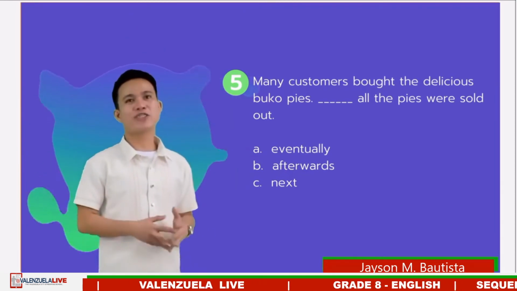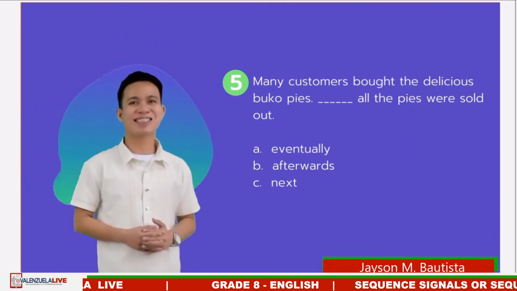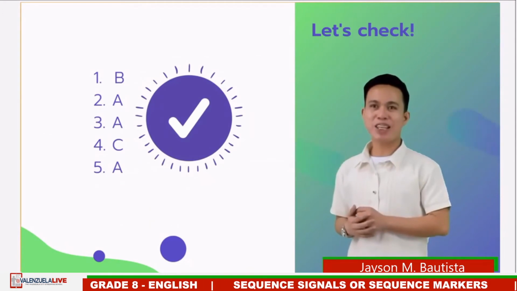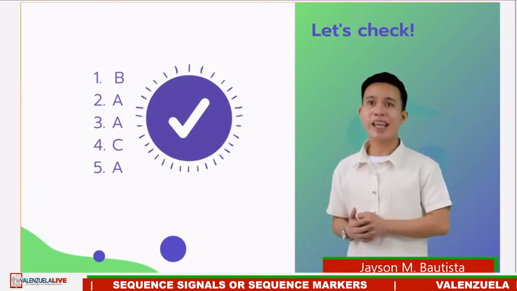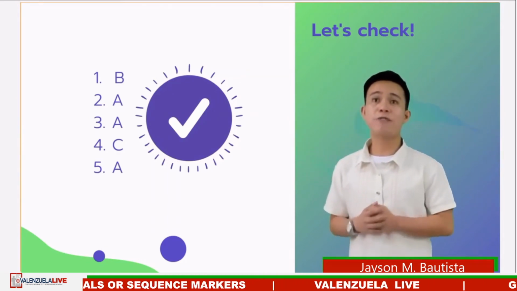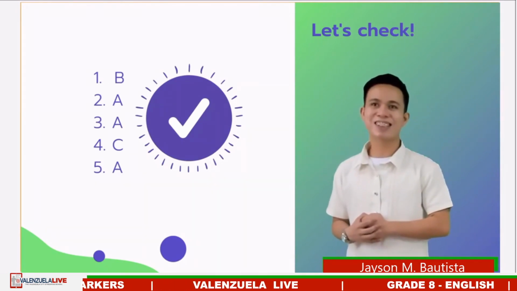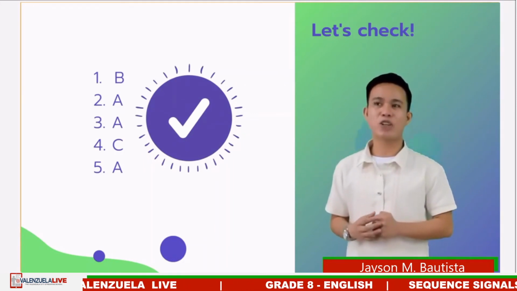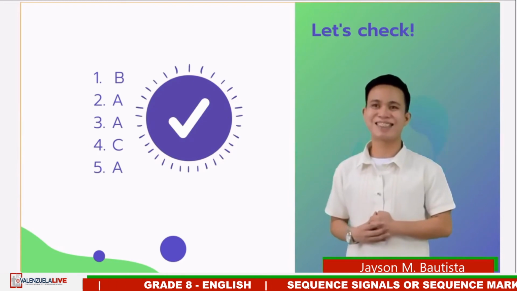Let us check your answers. Please be honest in checking your answers. Here are the answers. 1, B. 2, A. 3, A. 4, C. And 5, A. Did you get them all correct? Good job! If not, it's alright. Always remember, there's always room for improvement.